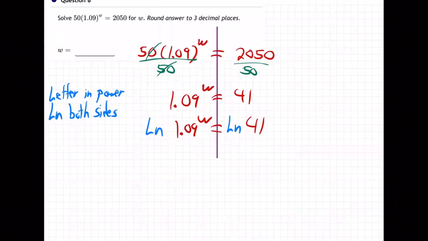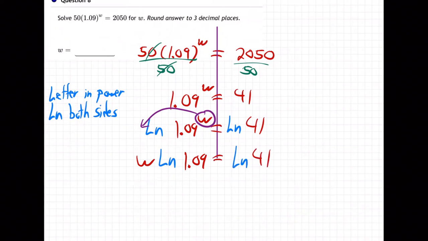So that W now right here will just drop down to the front like that. So it'll become W times ln of 1.09 equals ln of 41. See how that W came down to the front? Now it's no big deal at all. The W is just in the front. It's no longer in the power. In other words, it's just times.